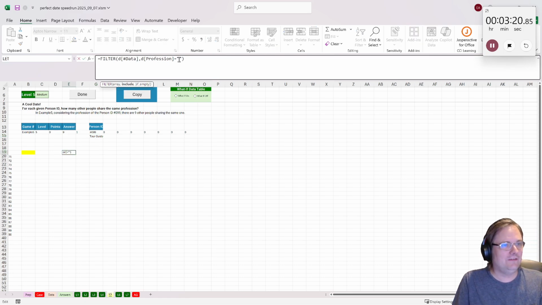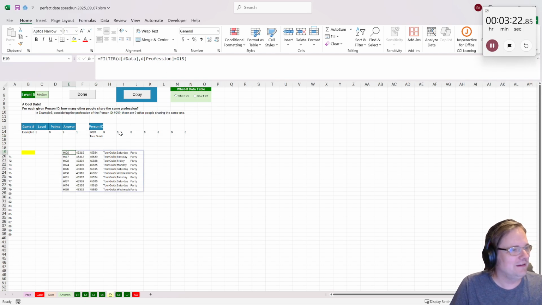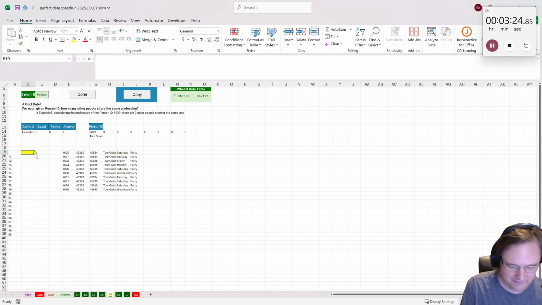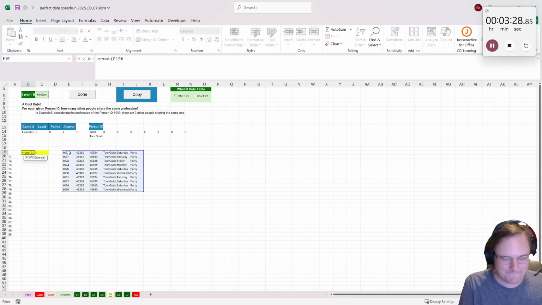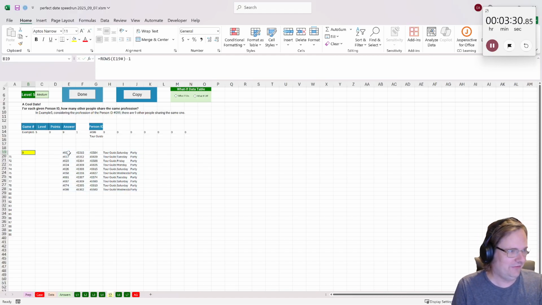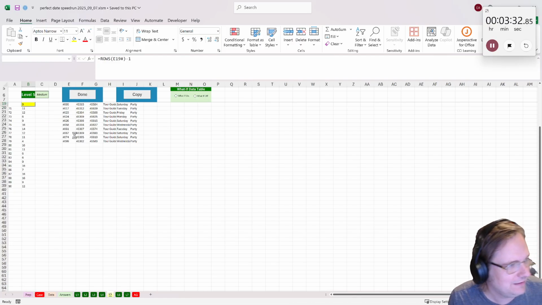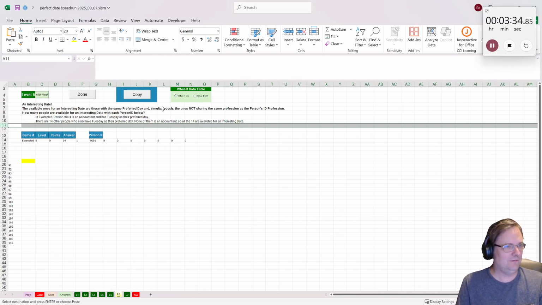Their tour guide. So now I say if their profession equals this, I get that. So now I need the number of rows of this array minus 1 because of the person themselves. So that's how many other people. So it does not include themselves.